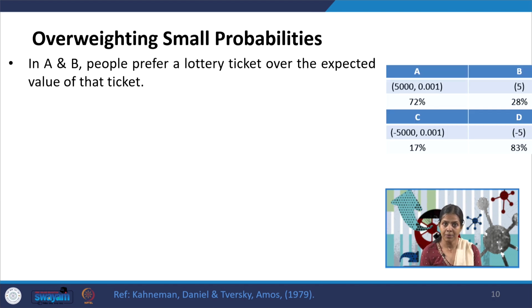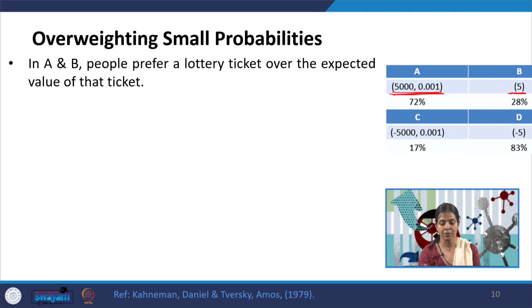Now, in A and B, people prefer a lottery ticket over the expected value of that ticket. So, this is how we can interpret the gambles A and B. These gambles are again put here for ready reference. Here this is actually winning a lottery, right. And you can see that the expected value of this lottery is actually 5 rupees.